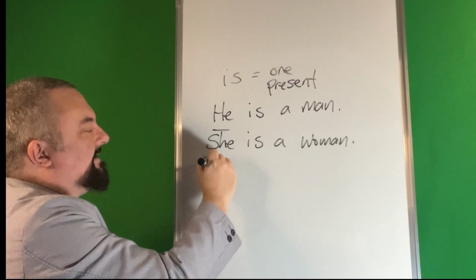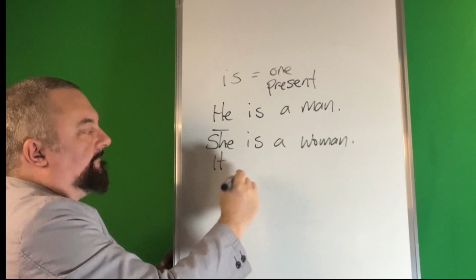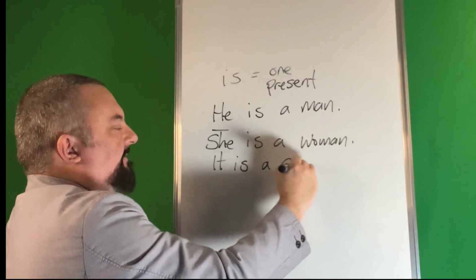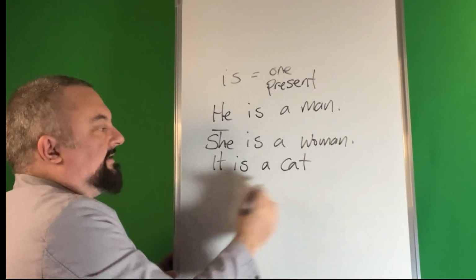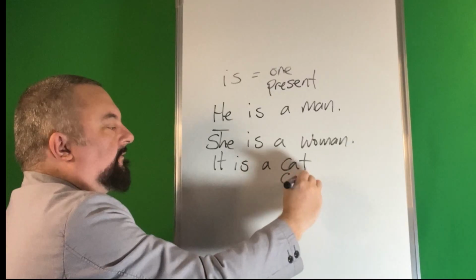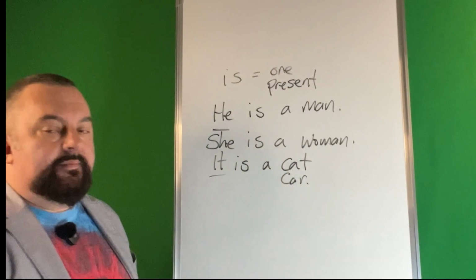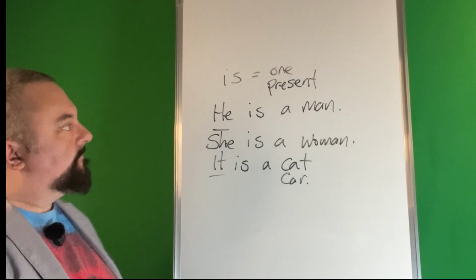And we use it: it is a cat, it is a car. So we use "it" when the thing we're talking about is not a person.